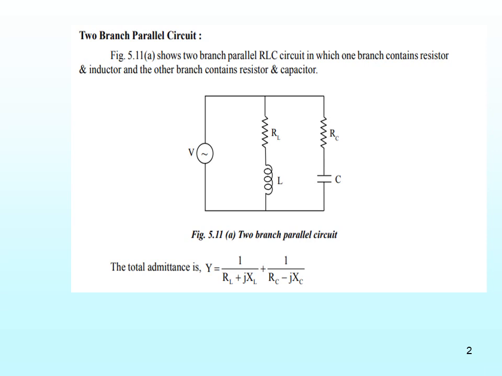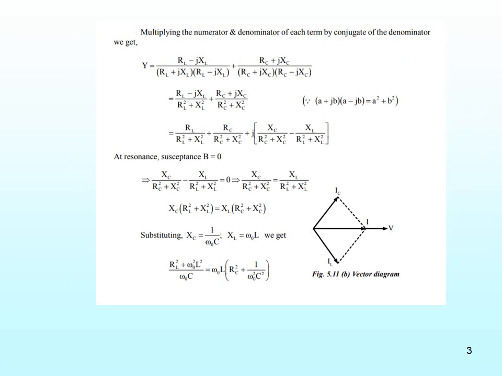So total admittance Y equal to 1 by RL plus J into XL plus 1 by RC minus J into XC. Multiplying numerator and denominator of each term by conjugate of denominator, we got Y equal to RL minus J XL divided by RL plus JXL into RL minus JXL plus RC plus JXC divided by RC plus JXC into RC minus JXC. That is equal to RL minus JXL divided by RL squared plus XL squared plus RC plus JXC divided by RC squared plus XC squared.